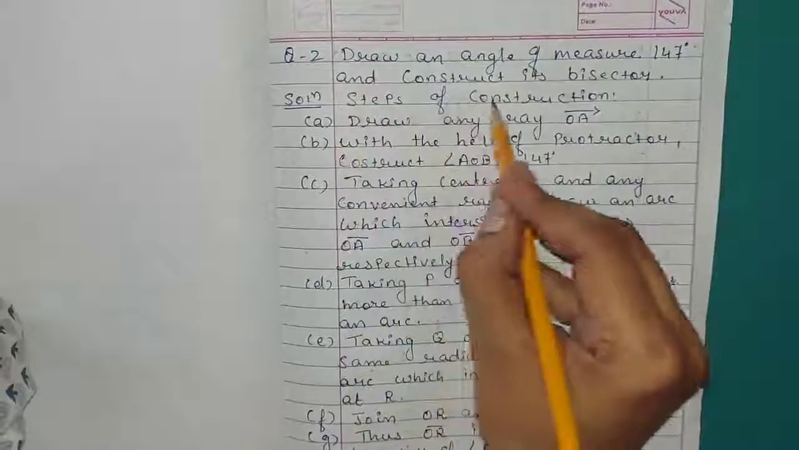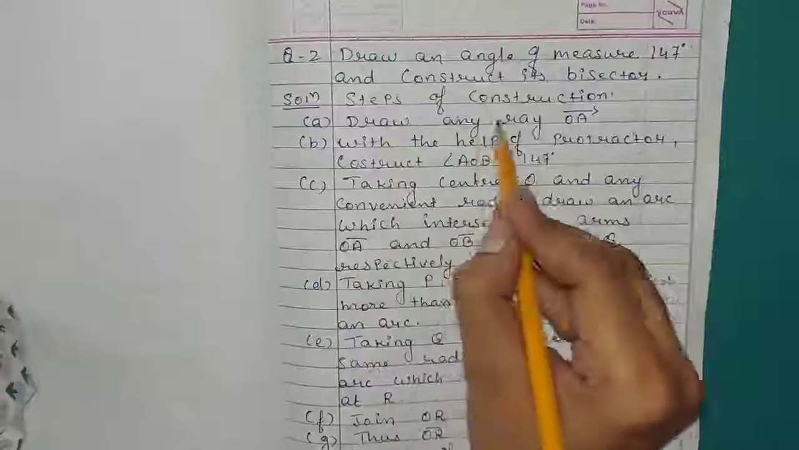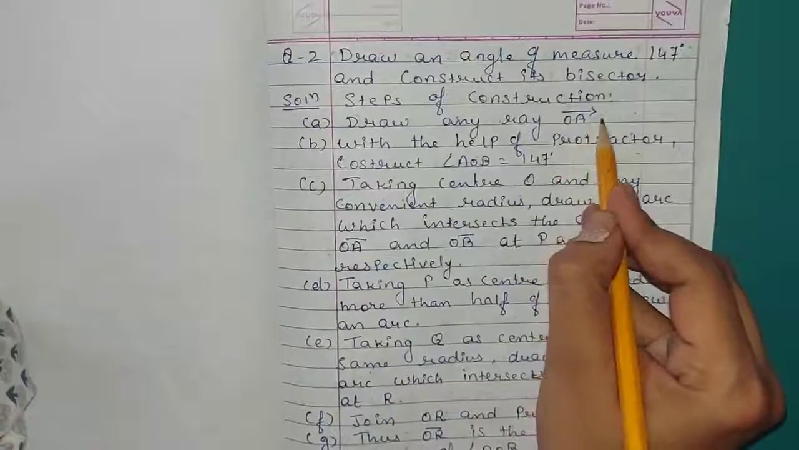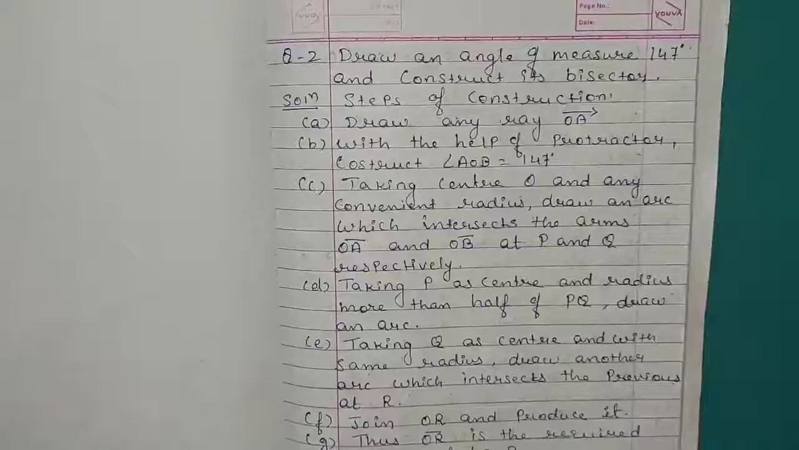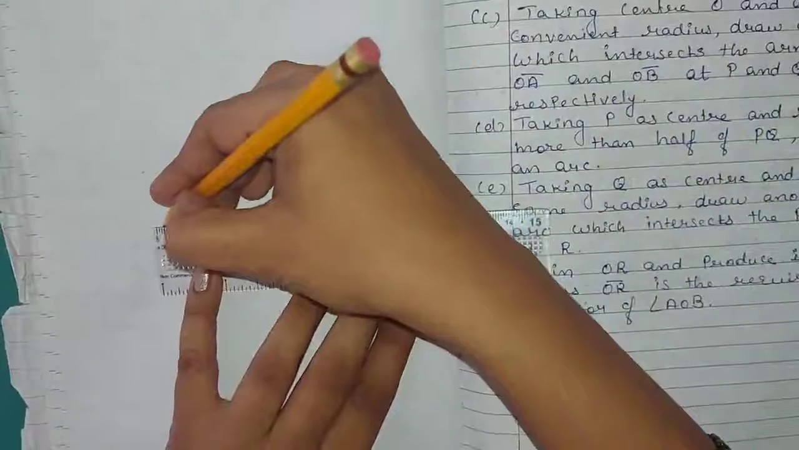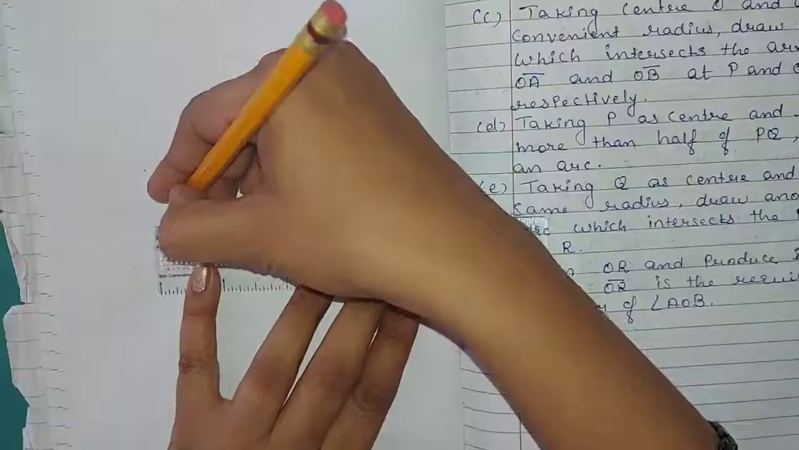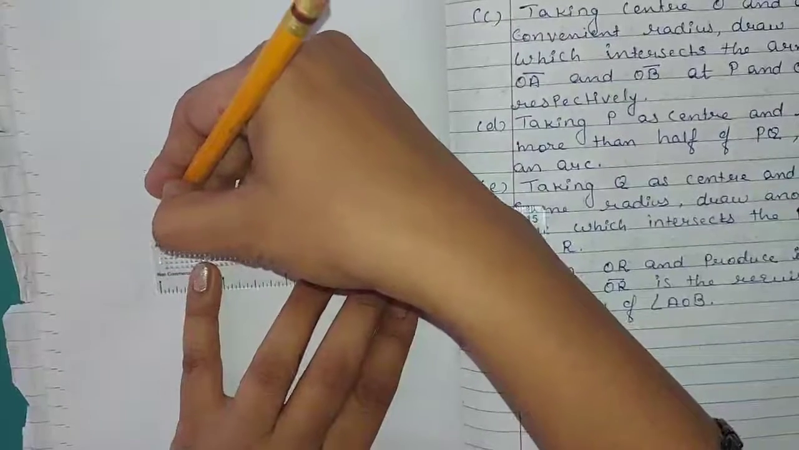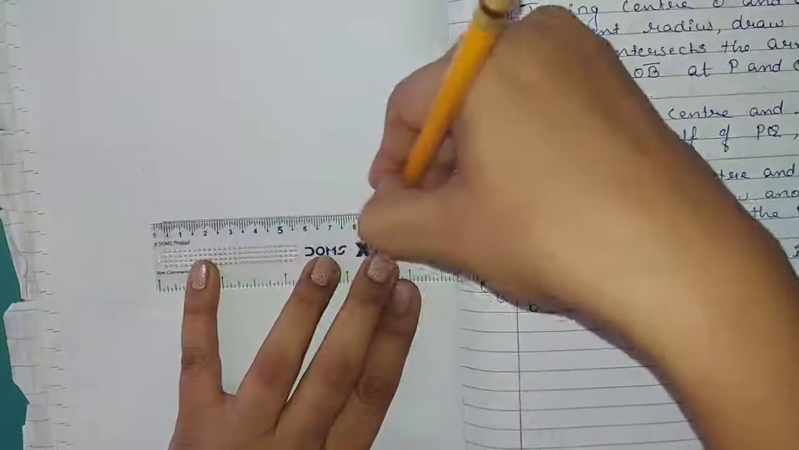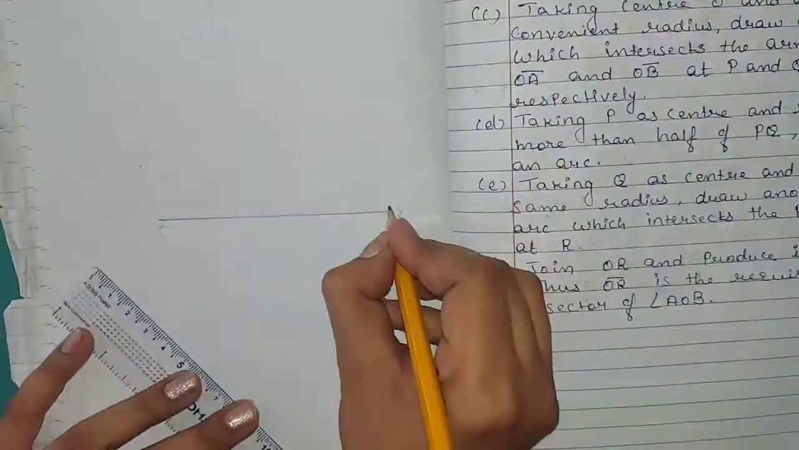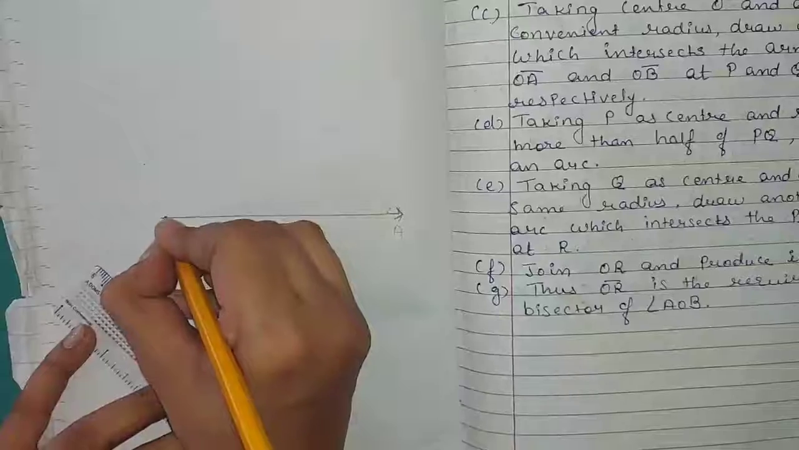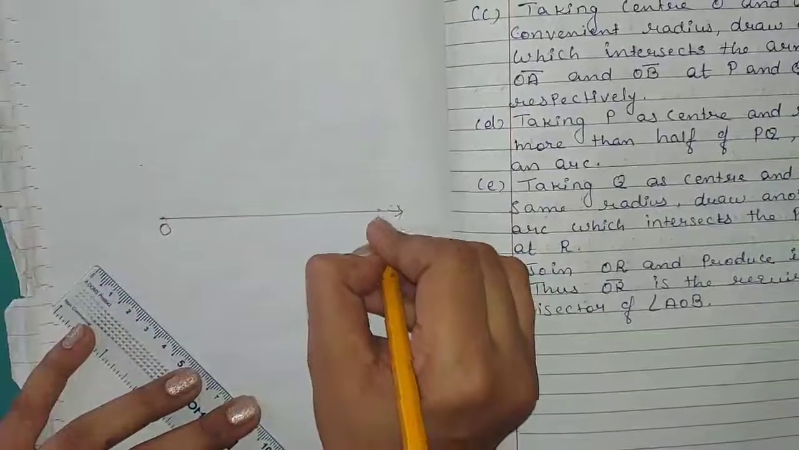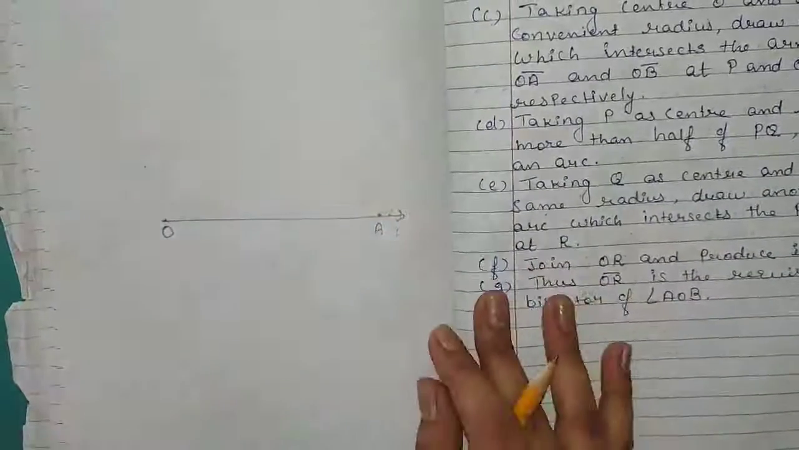Solution. Steps of construction. Draw any ray OA. So students, first of all let us draw any ray OA. So this is the ray, let us label it OA. Now let us see the next step.